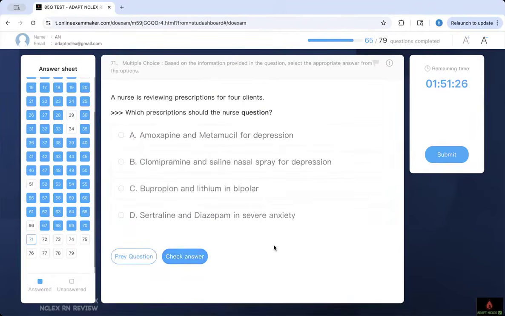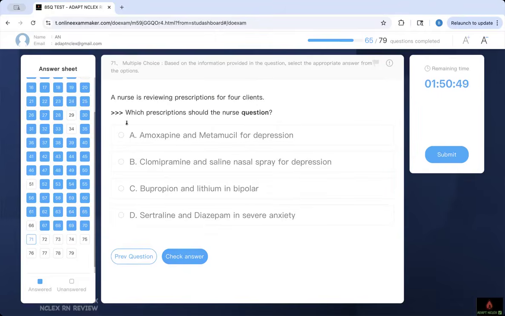Same strategy. Which prescription should the nurse question? Amitriptyline and methimazole for what? Depression. Clomipramine and saline nasal spray for depression. Bupropion, lithium in bipolar patient. Citalopram and diazepam in severe anxiety. What do you think? Put down in the comments and let me know.